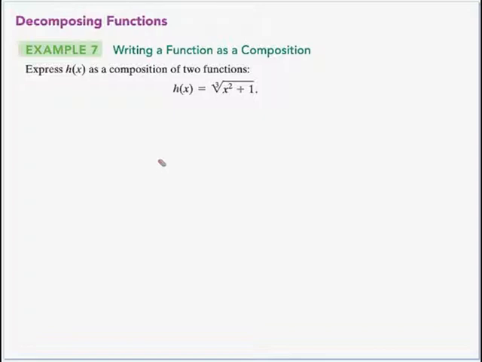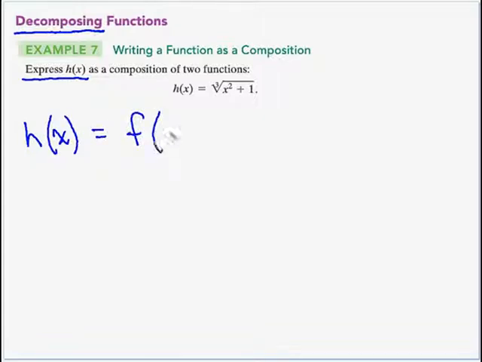All right, there's another operation we can do. We're looking at two functions composed together. Here we can reverse that process and decompose a function, pull it apart, so to speak. Here it says express h of x as the composition of two functions. Well, h of x can be thought of as f of g of x, two functions that were composed together. Here's h of x, the third root of x squared plus 1.